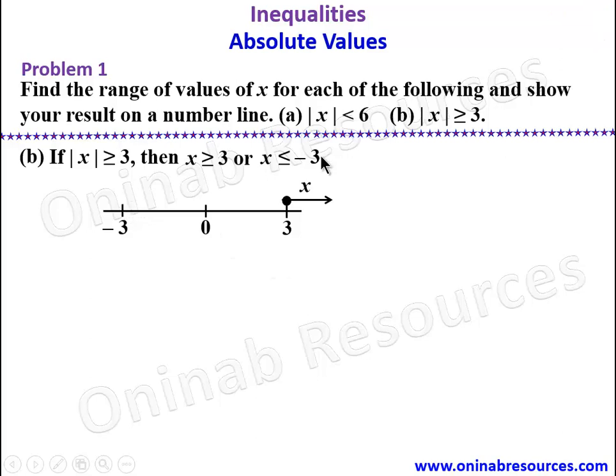Then to the other one, x is less than or equal to negative 3. We go to where x is negative 3 on the number line, mark it. Since it is less than or equal to, we shade, and the arrow is going to the left. That is the other range of values of x. It is the union of x is greater than or equal to 3 and x is less than or equal to negative 3 that will give the solution of the problem represented in 1b.